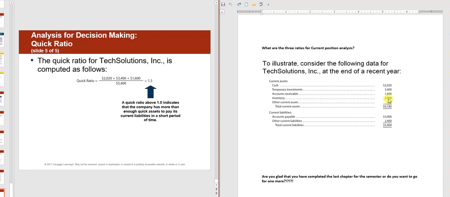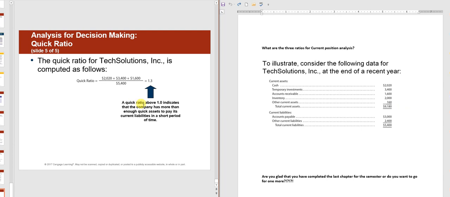Inventory takes time to sell. Other current assets like prepaid expenses, I would have to actually liquidate my insurance and I couldn't necessarily get that cash quick. Supplies, I would have to sell back my supplies. So these are my quick assets. So notice the quick ratio just takes your really quick assets.